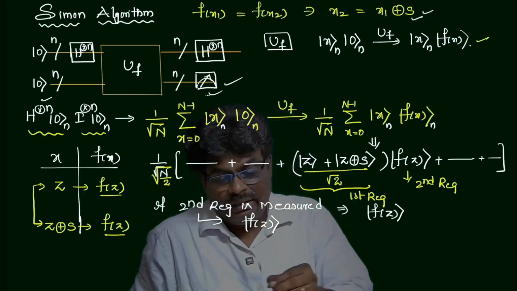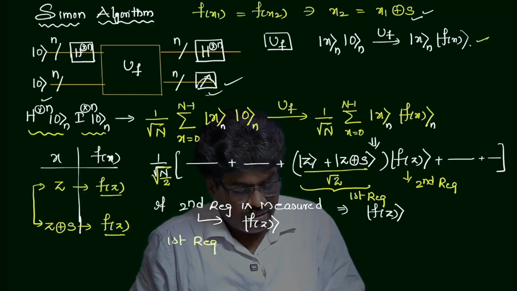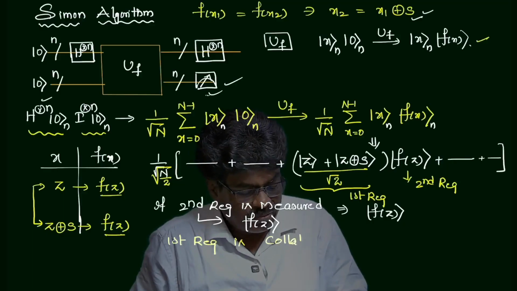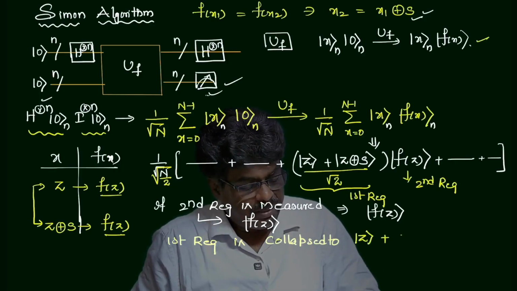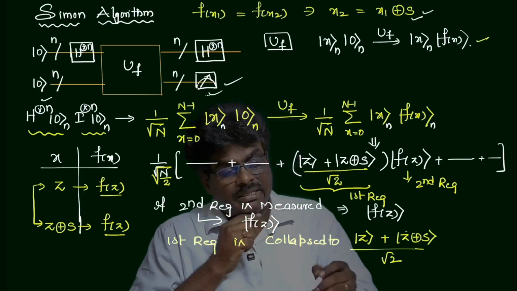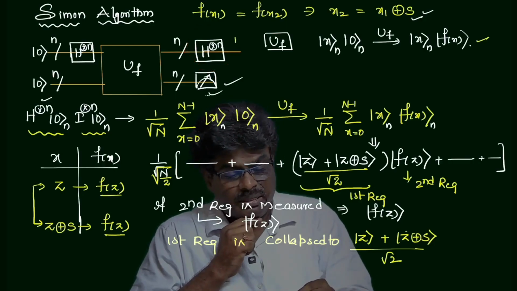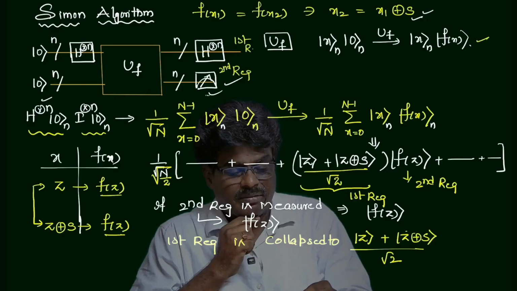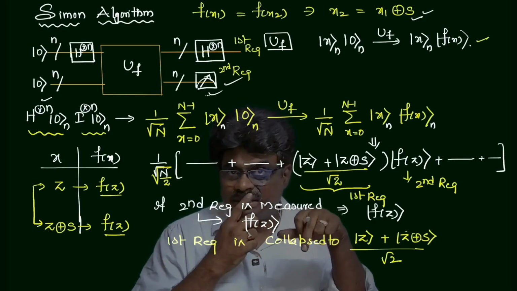So then definitely this first register is collapsed to z plus z XOR s over root 2. Next I have to consider the Hadamard operation on the first register. Remember, this is the first register and this is the second register. Cool. Now let us apply the Hadamard operation on this first register.